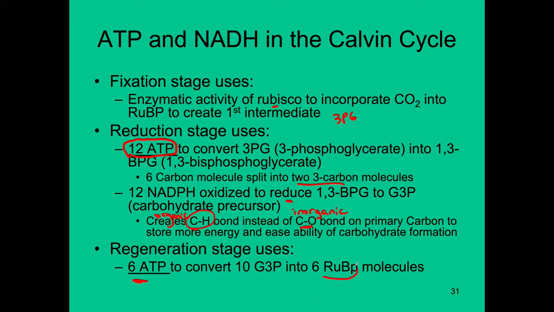Because remember, RUBP is getting used up. It's getting used up at the beginning of the Calvin cycle because that RUBP is what binds to the CO2. Those are brought together. Rubisco is just the enzyme that does it. So when we use up this RUBP, it means we have to replace it. So it gets replaced during the recycling stage or regeneration stage.